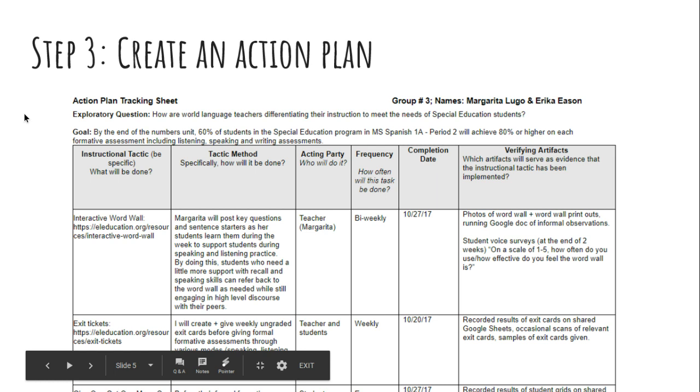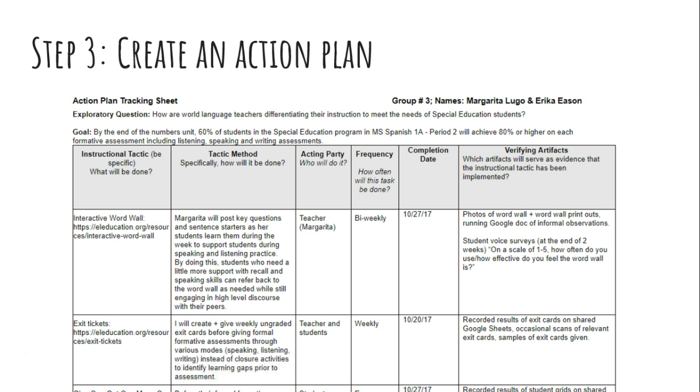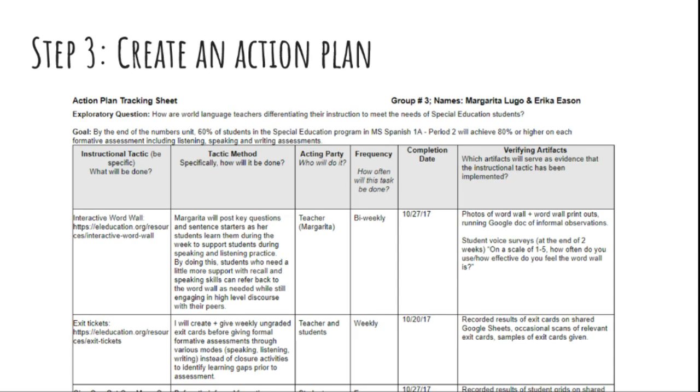Step 3 in Venables' protocol for data meeting number 4 was creating an action plan. For this part, it was really nice that Erica had taught Spanish before because she could help me tweak the strategies and adapt them so that they could be applied in a world language class.